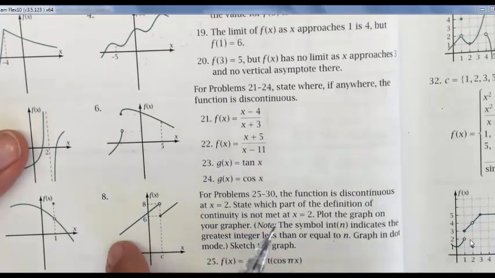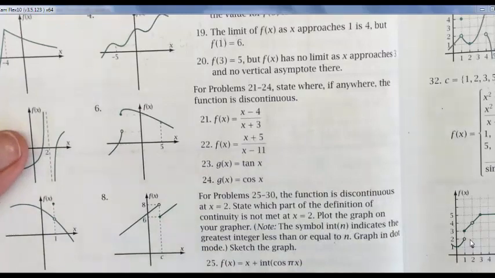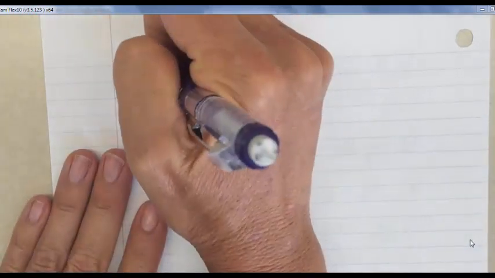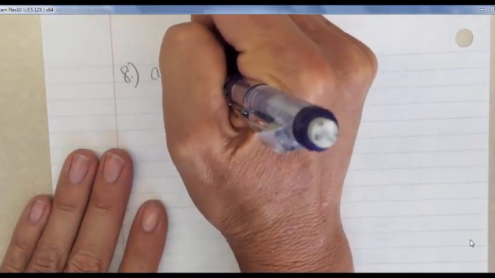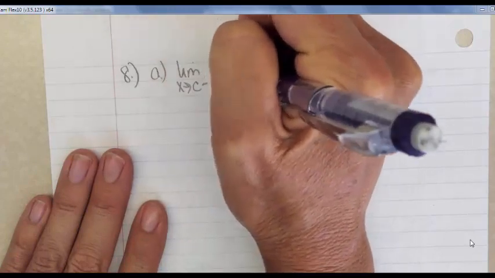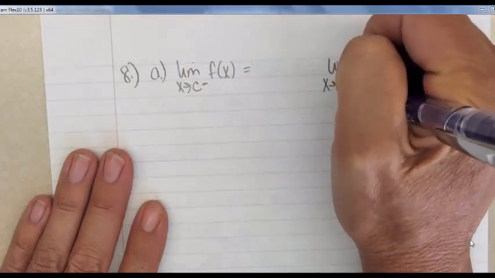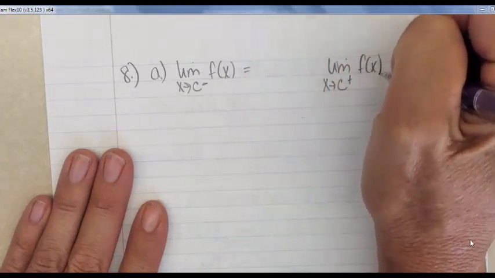But because we have this step discontinuity, well, we know it's discontinuous. But I'll still go through the motions and I'll answer A, B, and C because it's good practice. So the limit as x approaches C from the left of f of x equals, and the limit as x approaches C from the right of f of x equals.